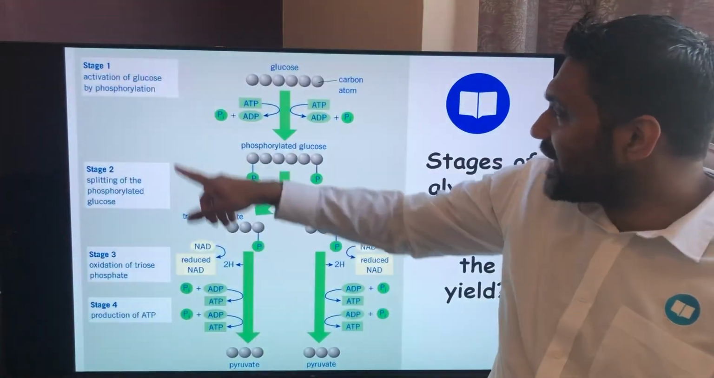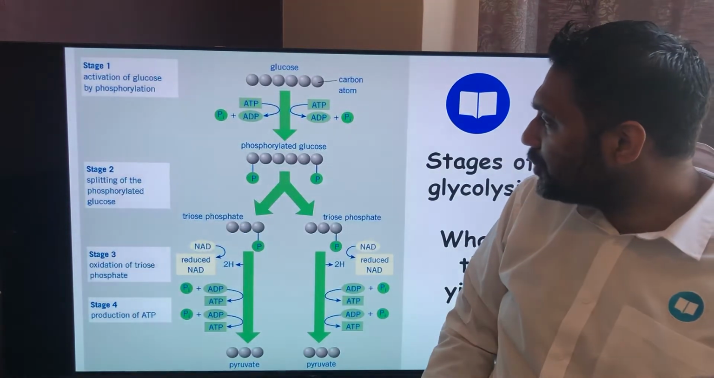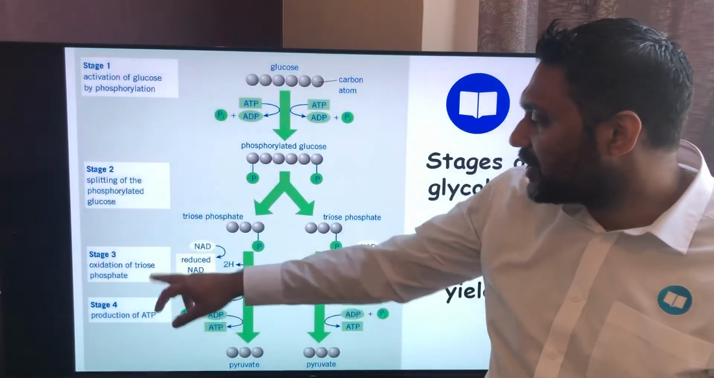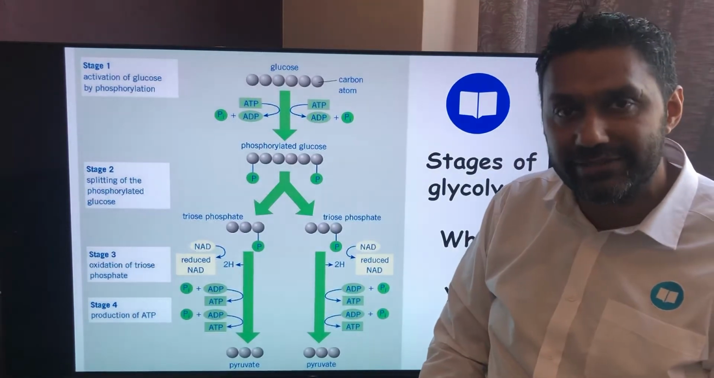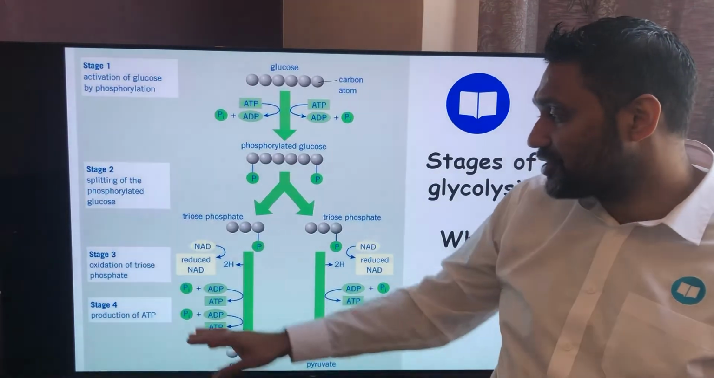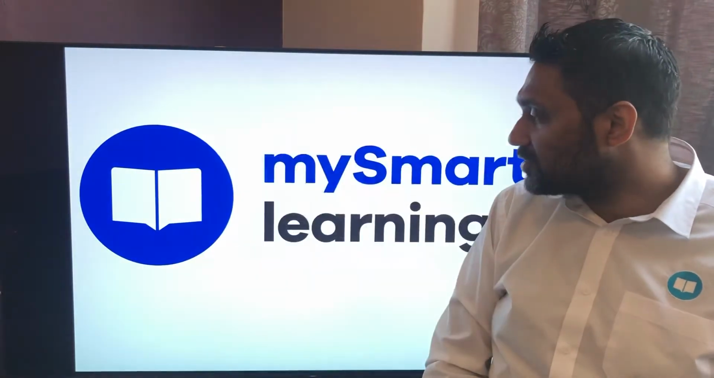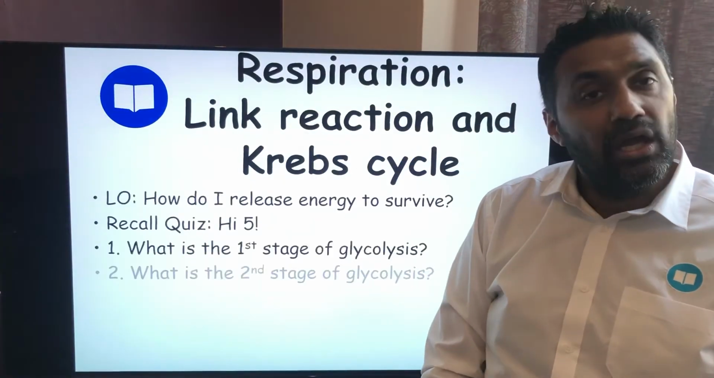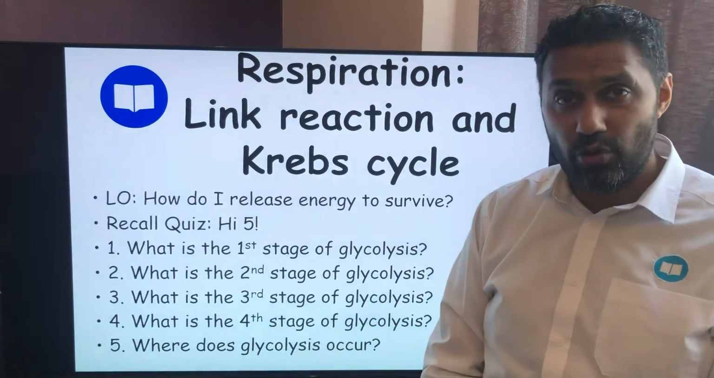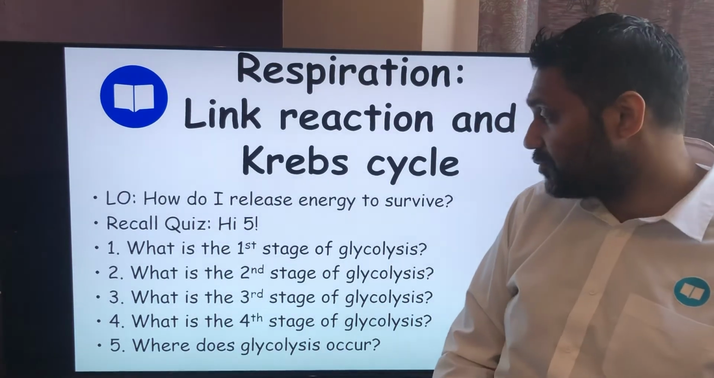So the first stage was the activation of glucose, where it becomes phosphorylated. The second stage, it gets split into TP, like we just said. The third stage is where you get oxidation of the triose phosphates. What do I mean by oxidation? They lose 2 hydrogen atoms. And the last stage is you start producing ATP and you end up with pyruvate. And the last question was, where does it occur? It happens in the cytoplasm of the cell, and therefore it's the same for anaerobic respiration and aerobic respiration.